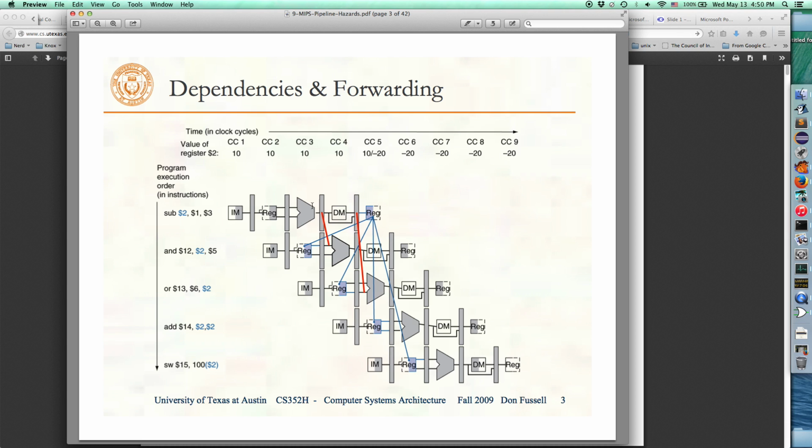But if you think about it, the ALU actually produces the value, writes it to this temporary register. Well, if only we could take it from that temporary register and make it one of the inputs here to the ALU in the next cycle.